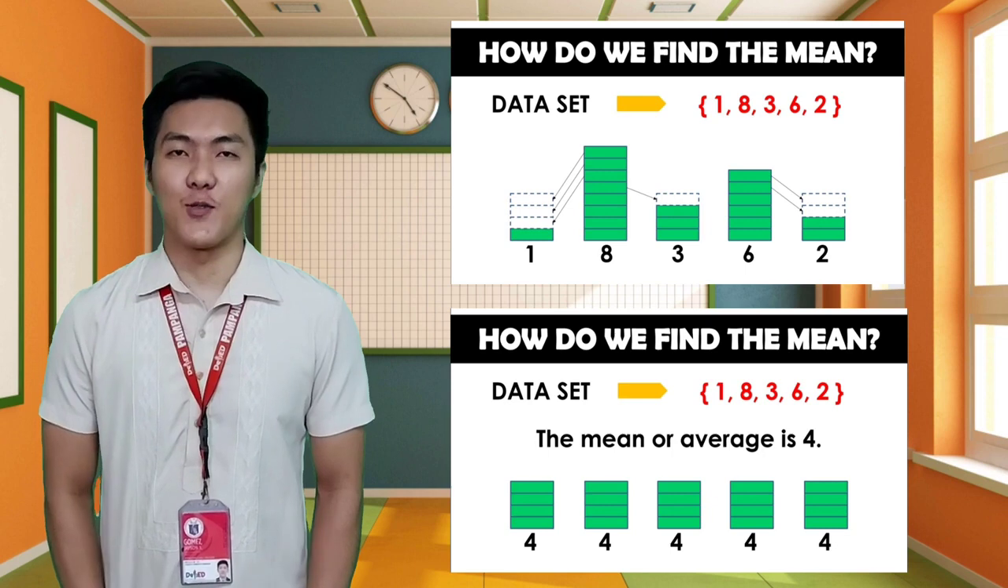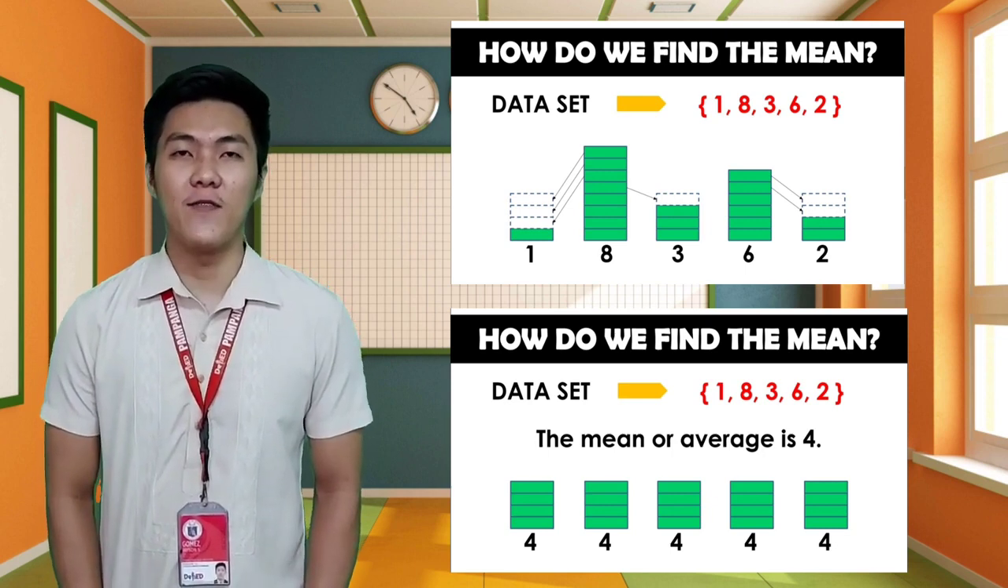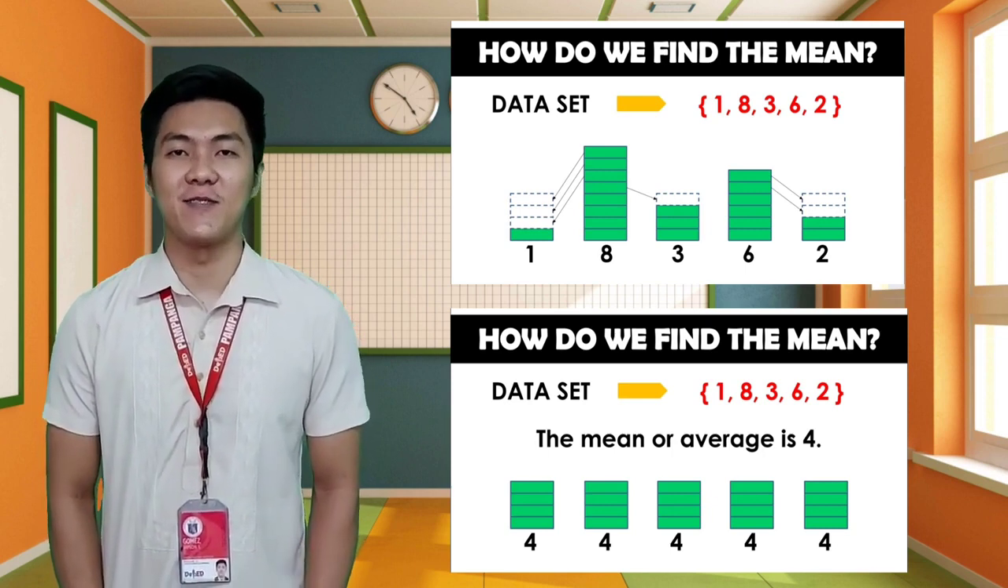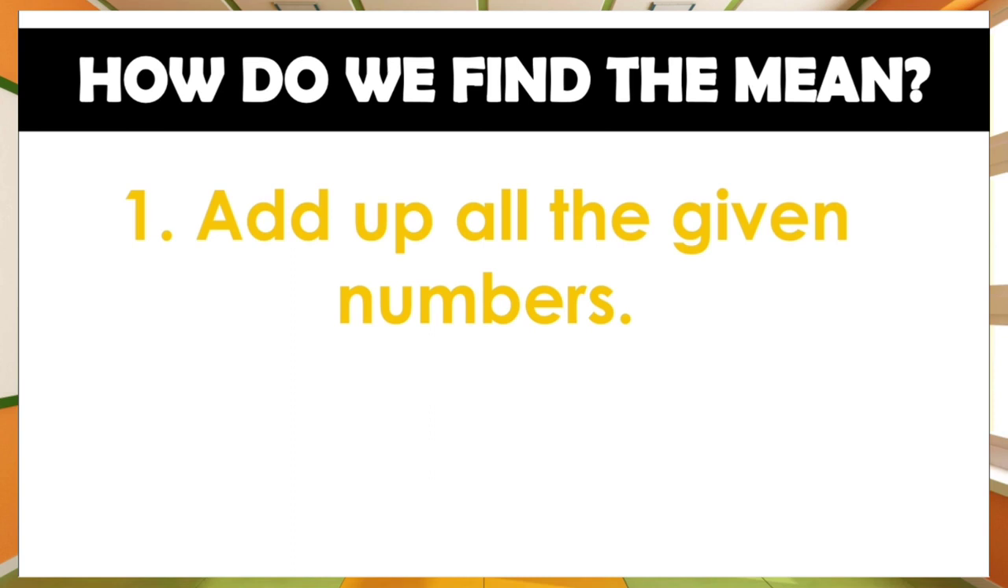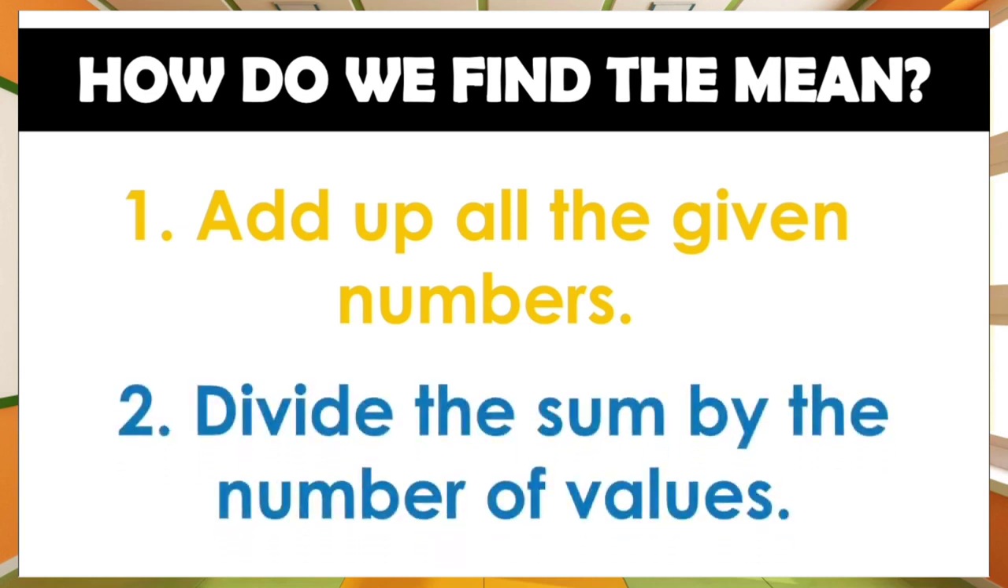Let me show you how to calculate the mean or average using a formula. So to find the mean or average, the first step is add up all the given numbers or values. After getting the sum or total of those values, divide the sum by the number of data or values. For better understanding, let us solve the example a while ago.